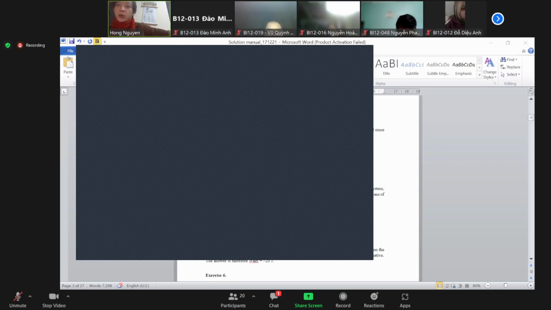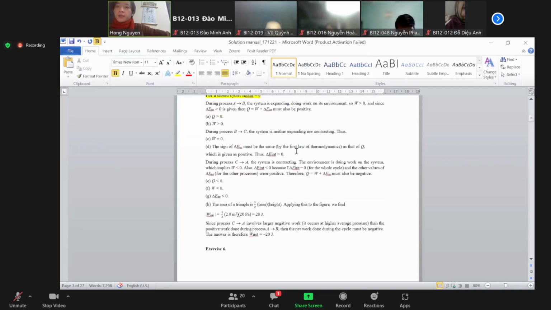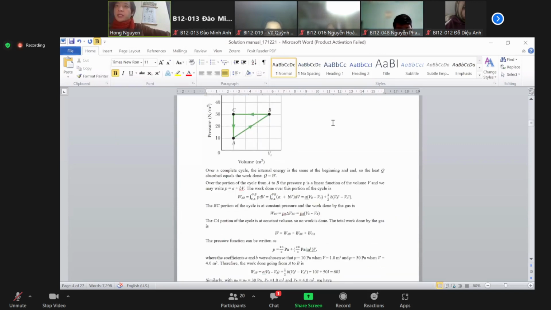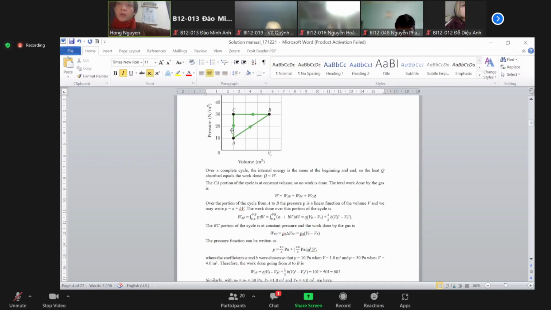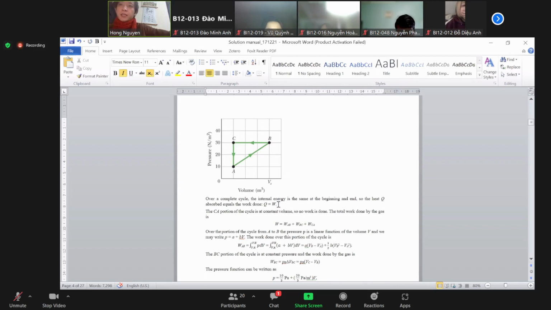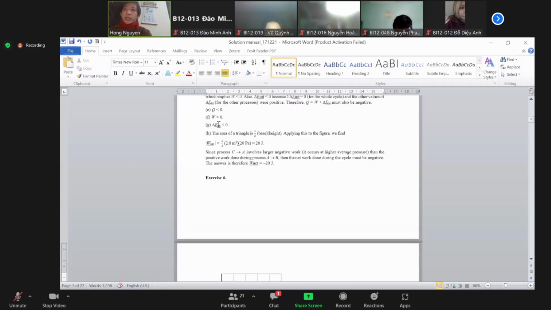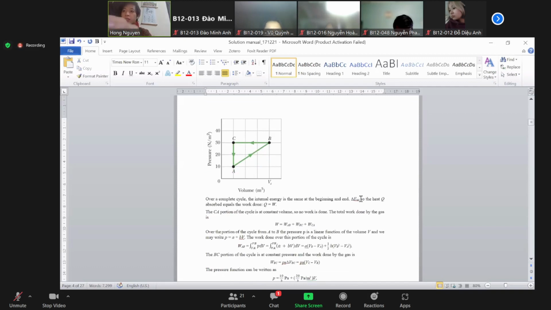Now I solve the question 6 quickly. Please, if you see my screen. Here we enter another closed cycle. We have a closed cycle like this, okay? So what we know is that the change in internal energy equals 0. So the heat, what we need to find, should be equal to the work done by this system. Now the problem becomes, what is the net work done by this system, right?